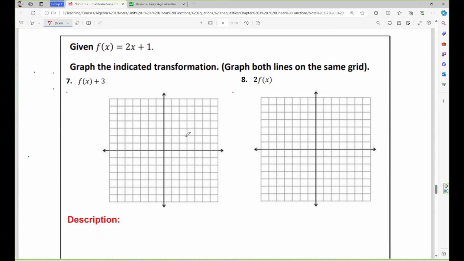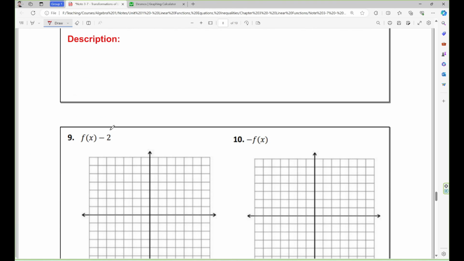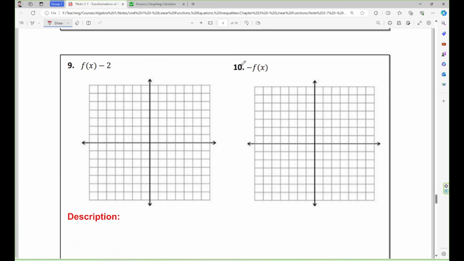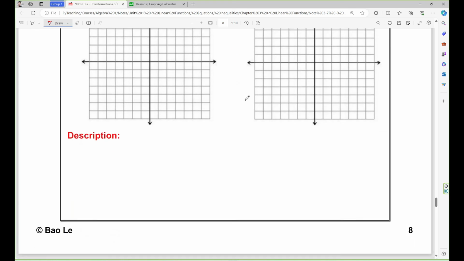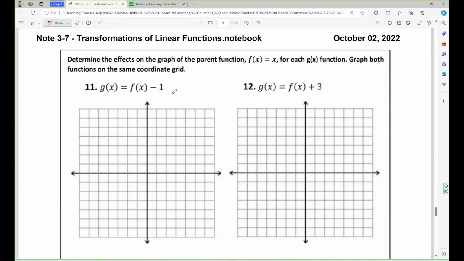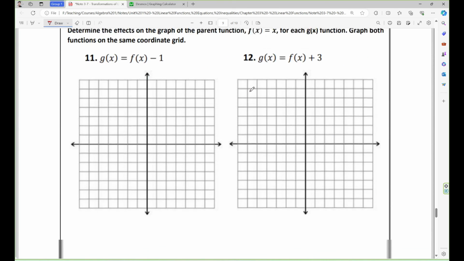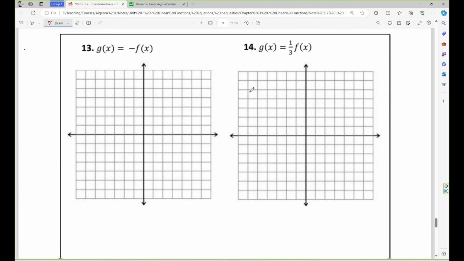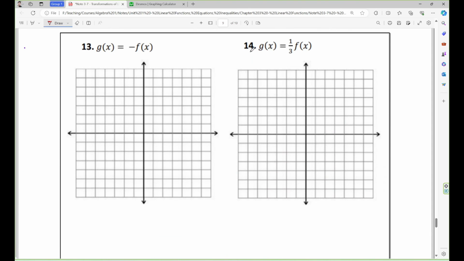Alright, next one. This one is a very good example for you to practice. Question 7 and question 8. Question 9 and question 10. Question 11 and question 12. Question 13 and 14.